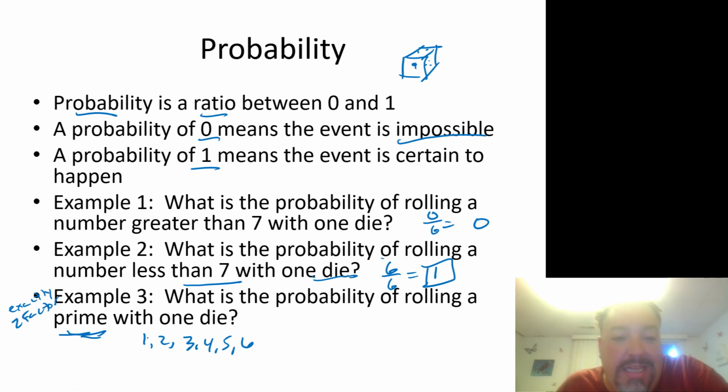So 1 is not considered a prime, but 2 is a prime because the only thing that divides into 2 is 1 and 2. 3 is a prime. 4, not a prime because 4 is 1 times 4 and it's also 2 times 2. And then 5 is another prime. So 6 is not a prime because it's 1 times 6 and 2 times 3. So we got 3 ways out of 6 total ways. So the probability would be 1/2 or 50%.